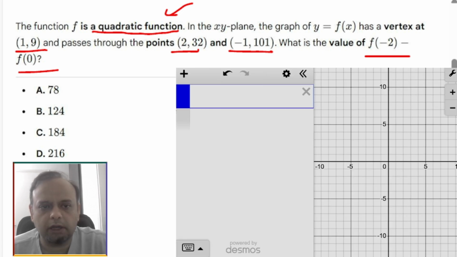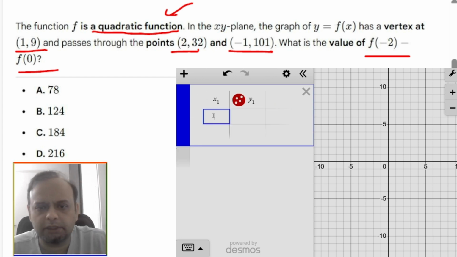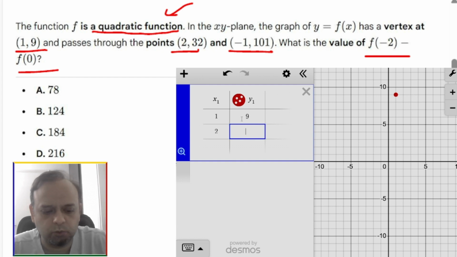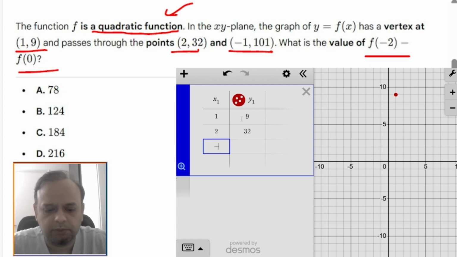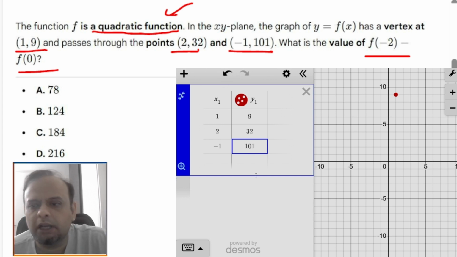All right, so let's do that. I'm going to pull up the table. How does a table help us? It helps us put in the points that are given in the question. So let's do that. 1, 9, and the next one is 2, 32. And the last one is negative 1, 101. All right, let me just check. Yeah, so these are the 3 points.